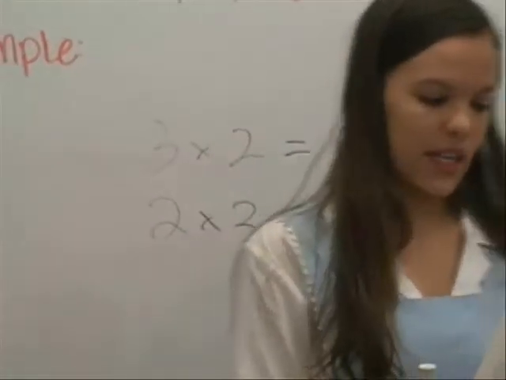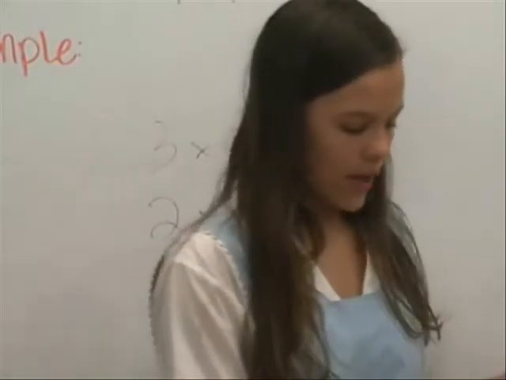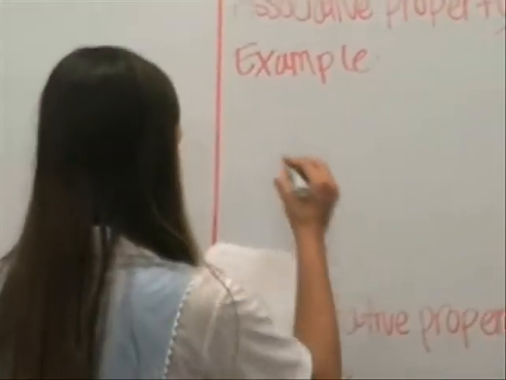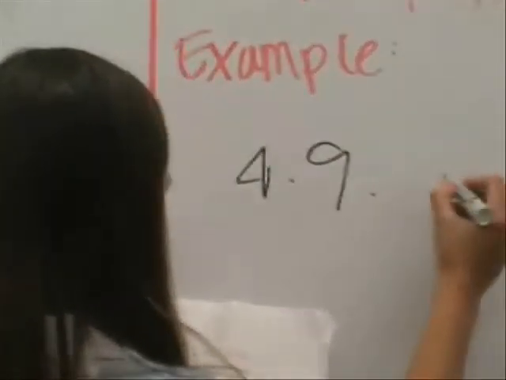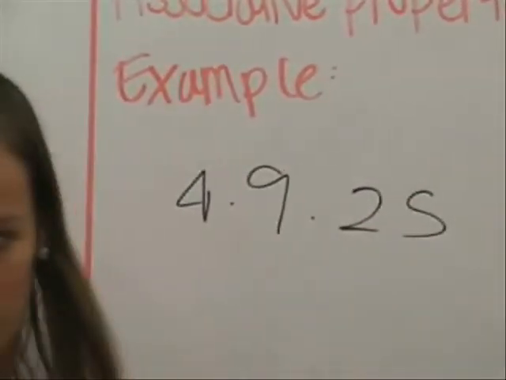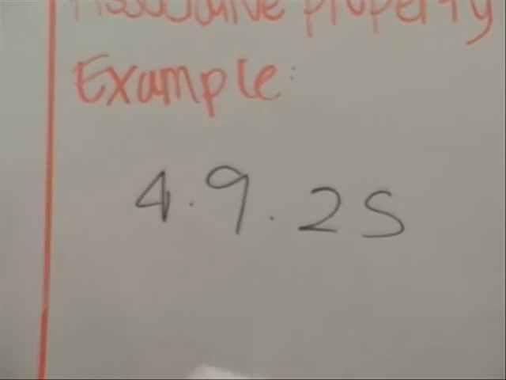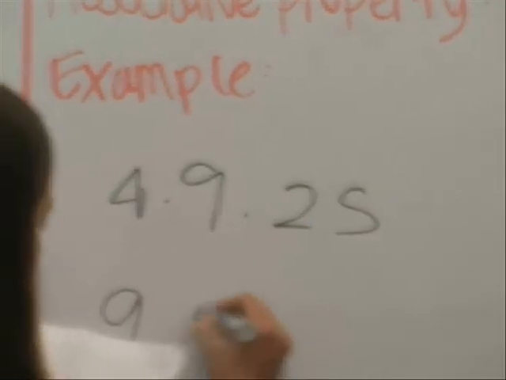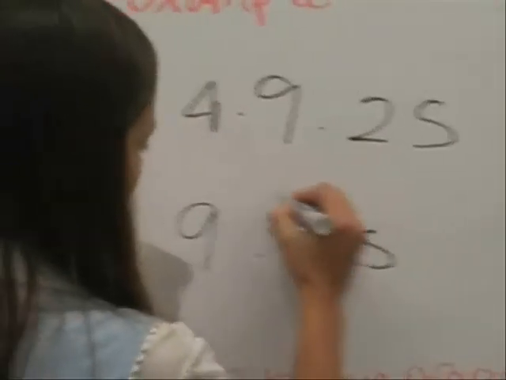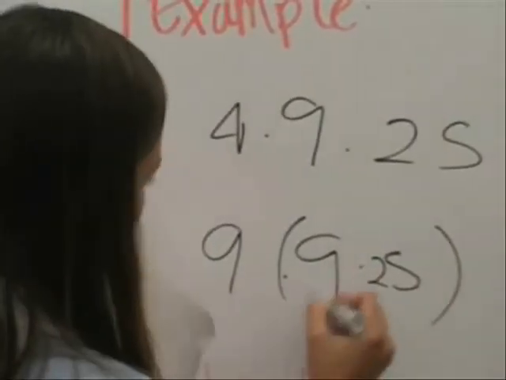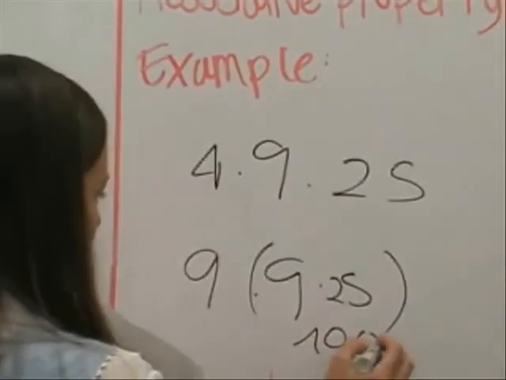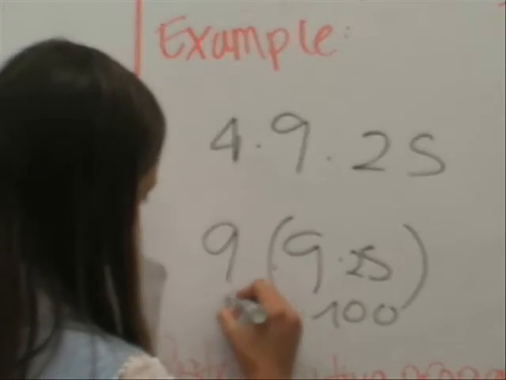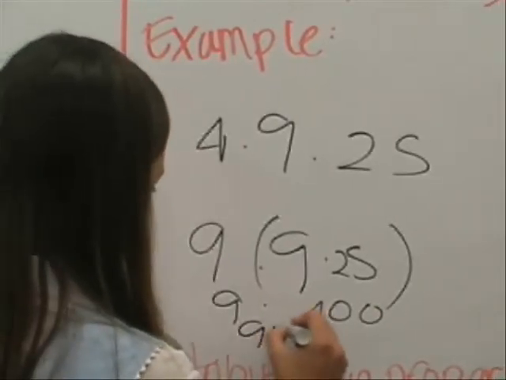The associative property is that you can group any number in addition or multiplication. Here, 4 times 9 times 25. You can change the order: 9 times 4 times 25. And you can group these two numbers. This is going to give us 100. And after we have this answer, you multiply it by the number that is left, that is 9. So the result is going to be 900.